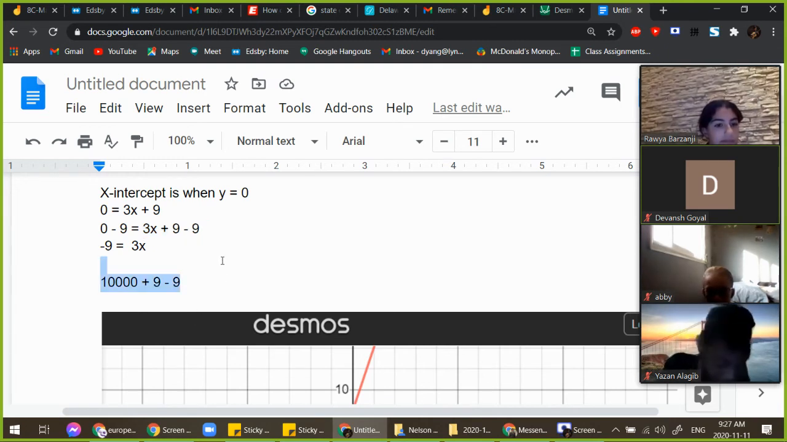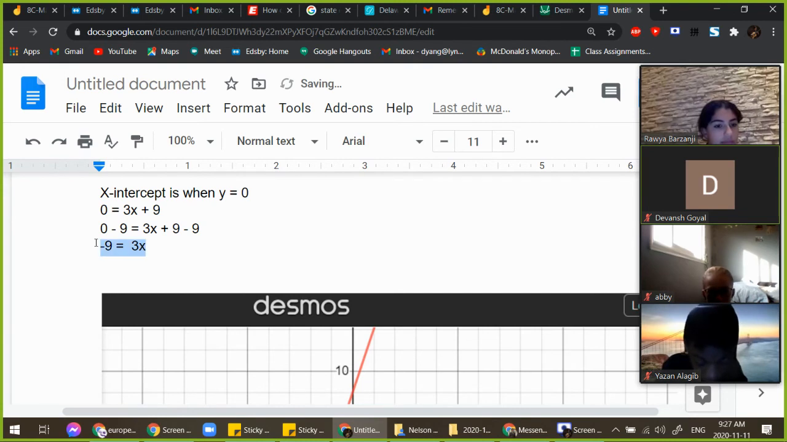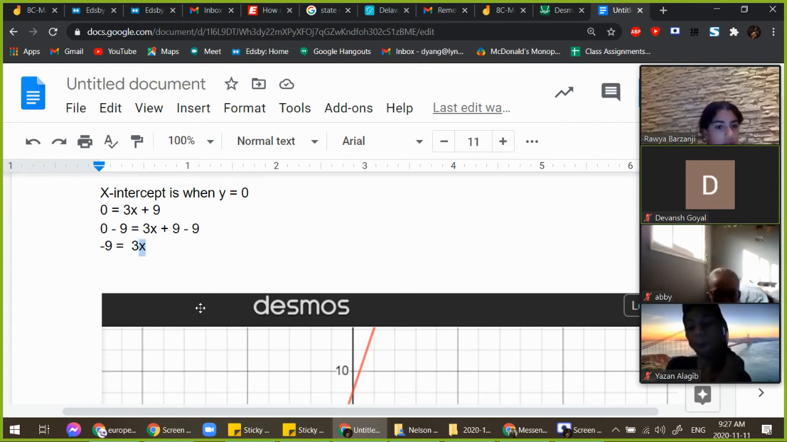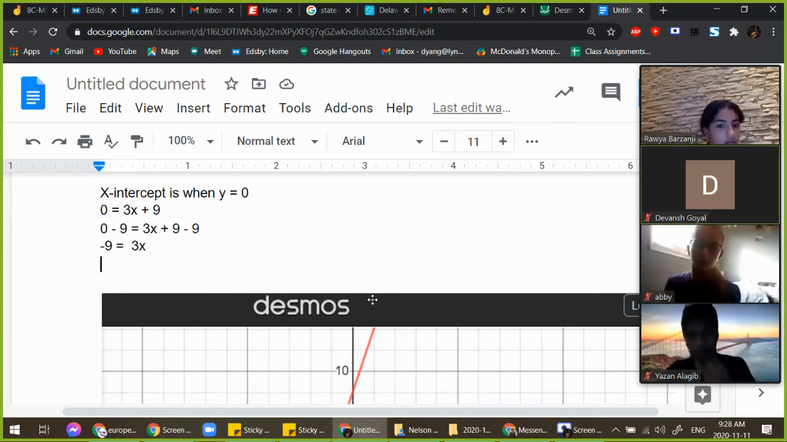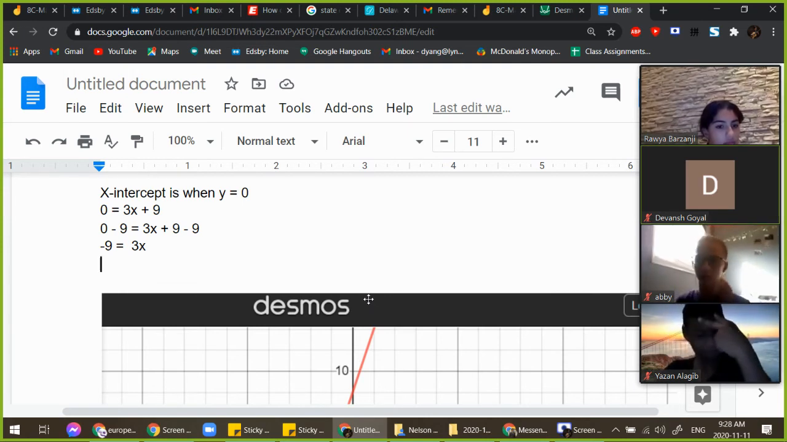Okay, good. So now we have 3x equals minus 9. Then what do you do on both sides, Rabia, to get x? You subtract them. Subtract what? Negative 3x. Not it.